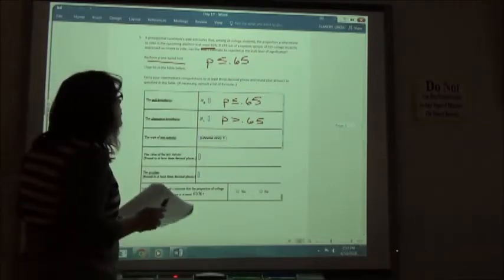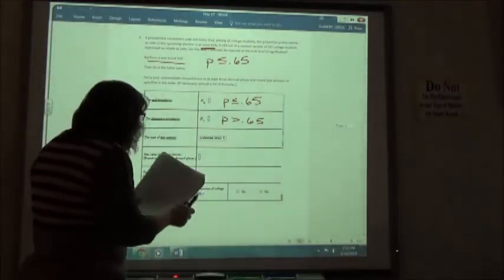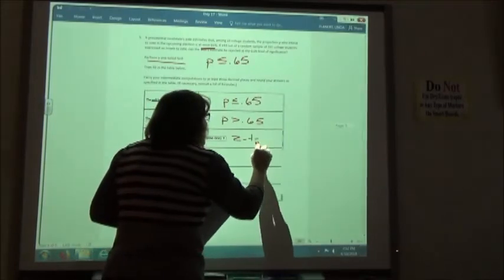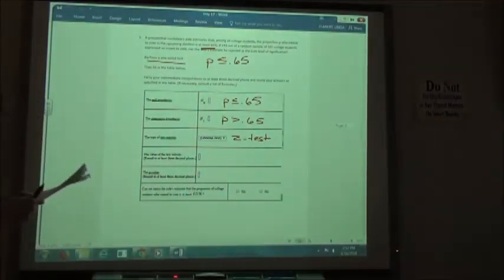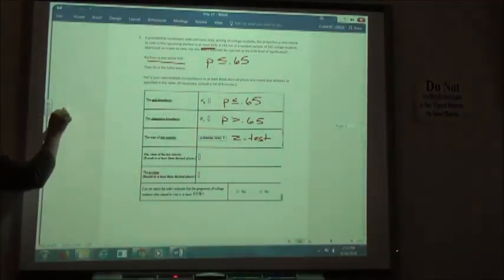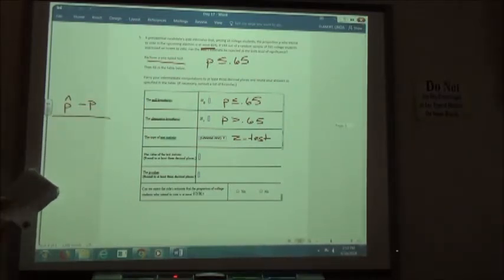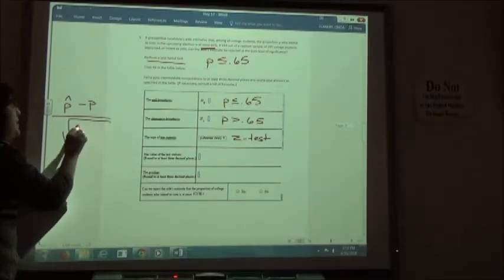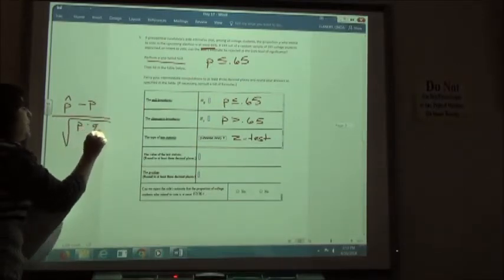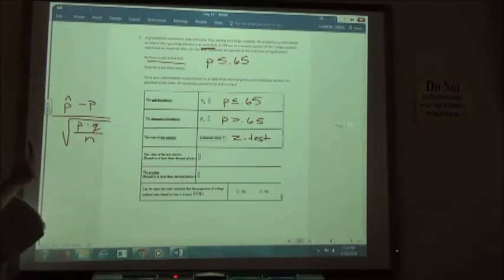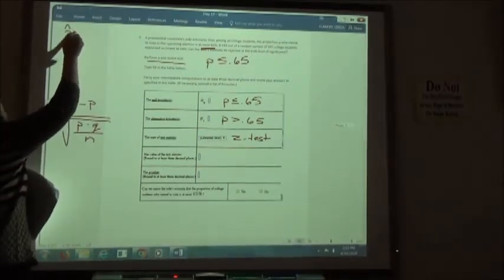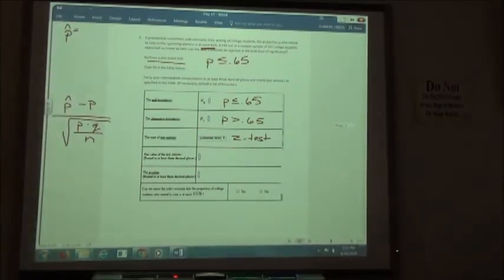Okay. Since we're doing a population proportion, we are going to use our z-test. And so, we want the P from the sample minus the P that we're comparing it to, over our crazy square root, which is P times Q over N. So, the P from our sample, P hat is what they call that.